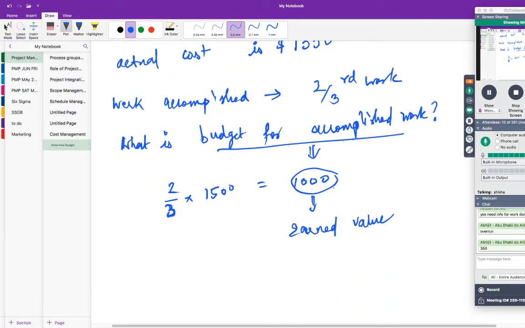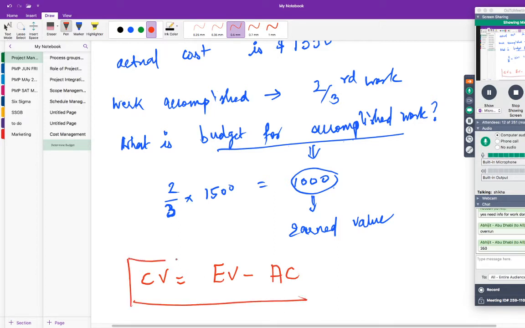All right. So you take this value, the earned value. Now I asked whether you are on an overrun or an underrun, and how much. If it is overrun, how much overrun? If it is underrun, how much underrun? So in short, I'm asking you what is your cost variance. My question was cost variance. So cost variance is equal to earned value minus actual cost.